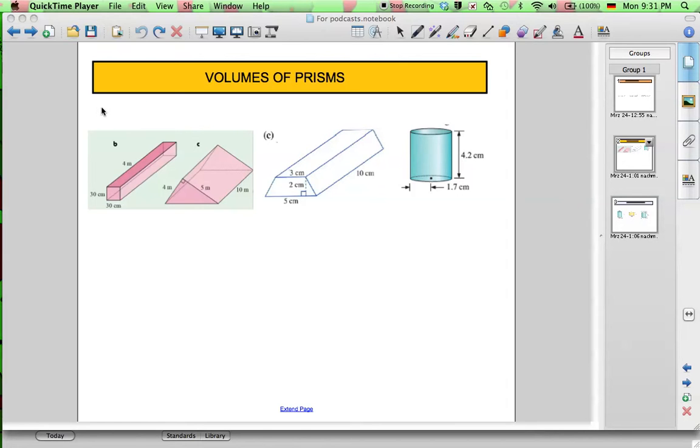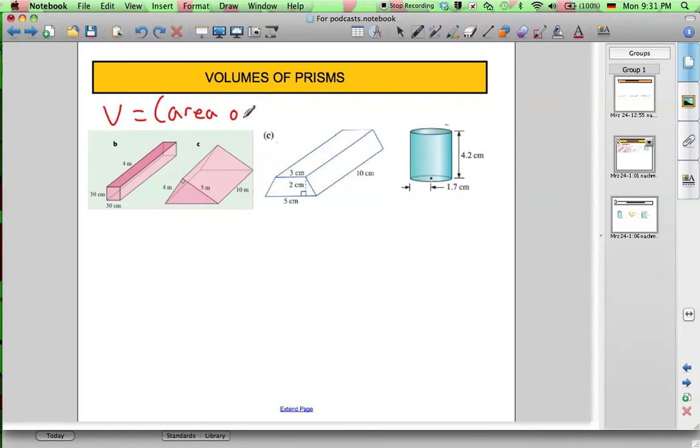Whenever you have a prism and you want to find the volume, you should find the area of the base and then multiply by the height of the prism. Okay, so let's take a look at what those two things are in each figure we have here.